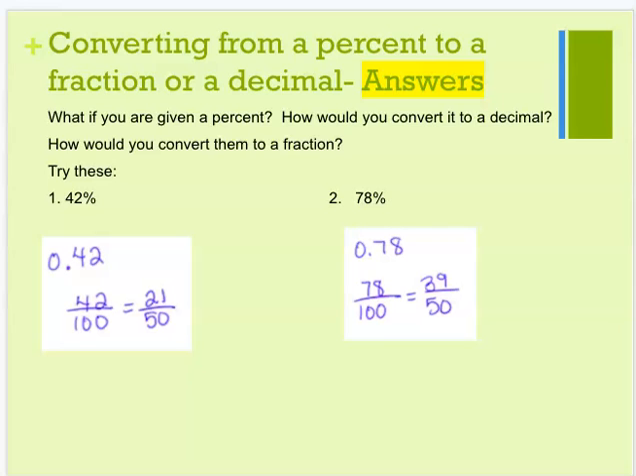78% can be thought of as 78 hundredths. I can write that as a decimal and as a fraction, and again, I simplify the fraction to 39 over 50.